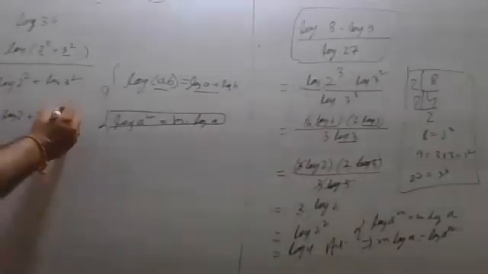Next term is not there. It is 2 log 2 plus 2 log 3. And the question is to write in terms of log 2 and log 3 only.